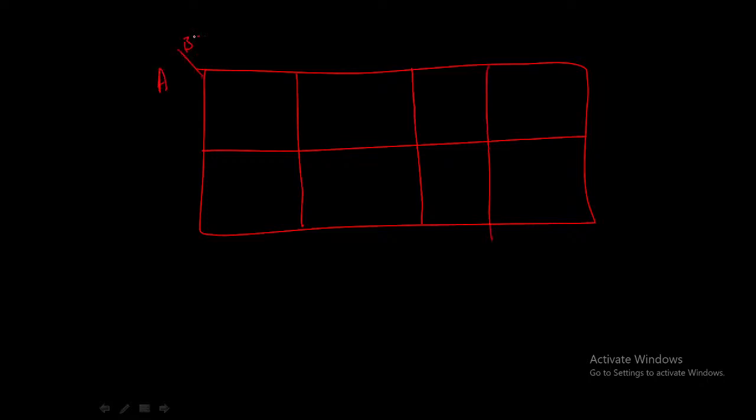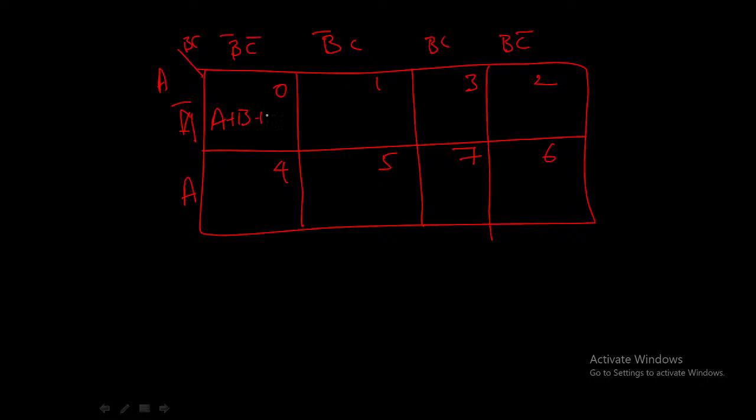A, B, C, B bar C bar, B bar C, B C, B C bar, A bar, A. Okay. 0, 1, 3, 2, 4, 5, 7 and 6. Not 6 and 7, 7 and 6. So here 0 is equal to A plus B plus C. Why is 0 represented as A plus B plus C? In the 3 variable K-map, for the max term, we are writing for the max term. And the next one is A plus B plus C bar.